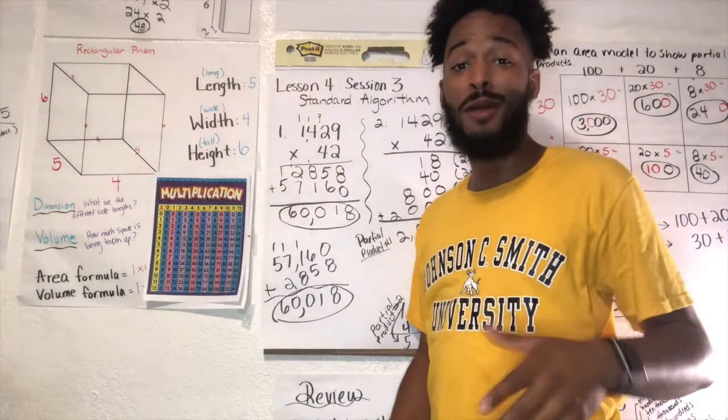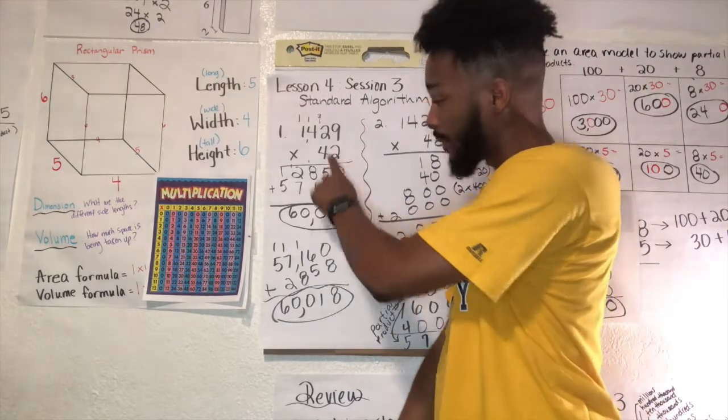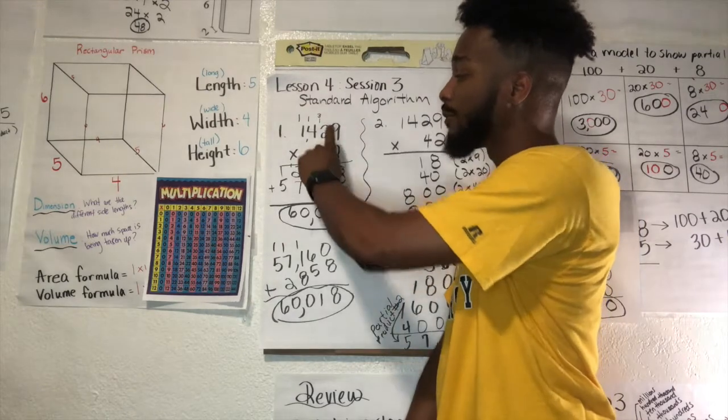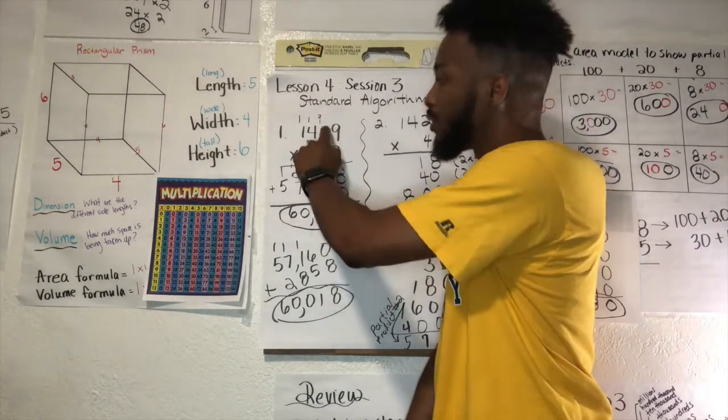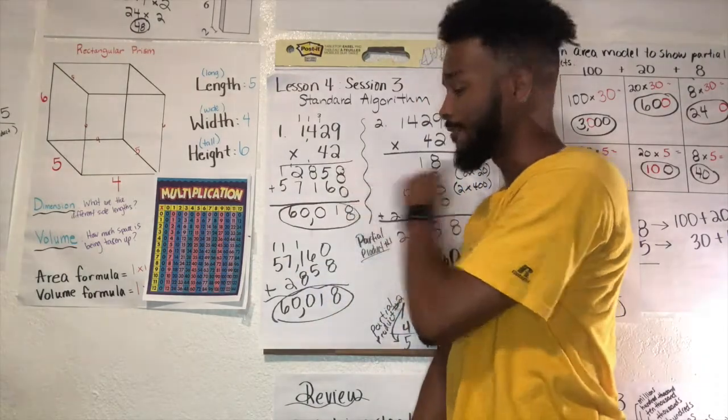After we set up our problem vertically, right, we started multiplying with the ones place, the 2 in the ones place right on the bottom. So we multiplied 2 times 9, 2 times 4, 2 times 2, 2 times 4, 2 times 1. That gave us a partial product of 2,858.